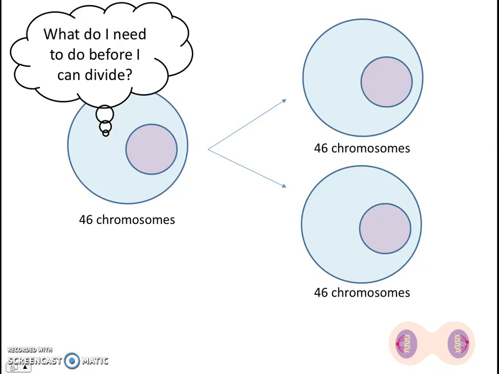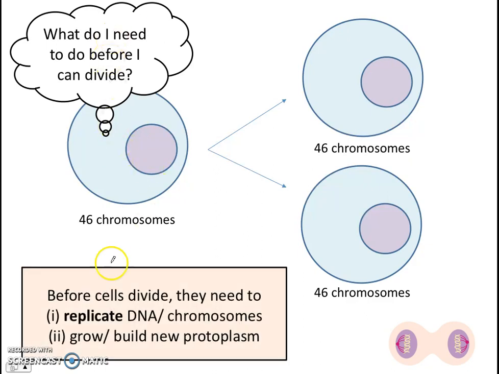Now in the last video, we looked at this question of, what does the cell need to do before it can divide? And we saw that before the cell can divide, it needs to, firstly, replicate or double the amount of DNA and chromosomes inside it, so that from 46 chromosomes, you can divide to form two cells with also 46 chromosomes. And importantly, the cells actually need to build new protoplasm. It needs to build new cytoplasm, needs to build new cell membrane, because this parent cell here is going to give rise to two roughly equal size daughter cells.